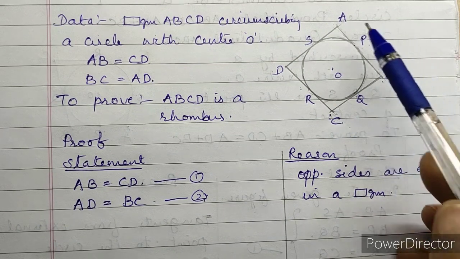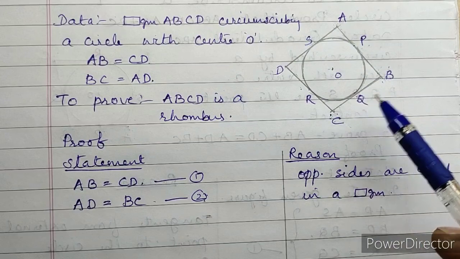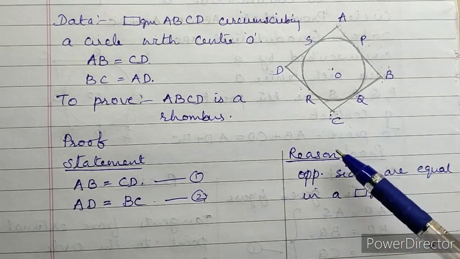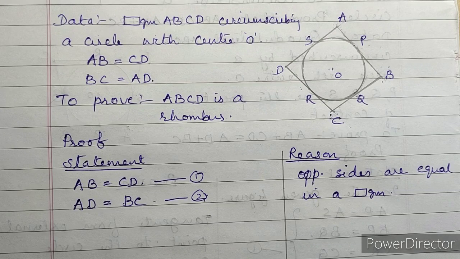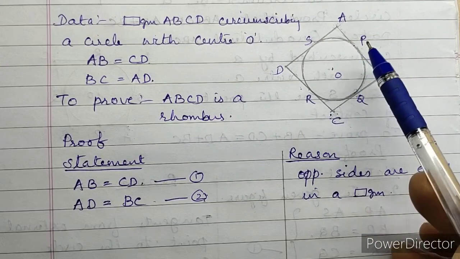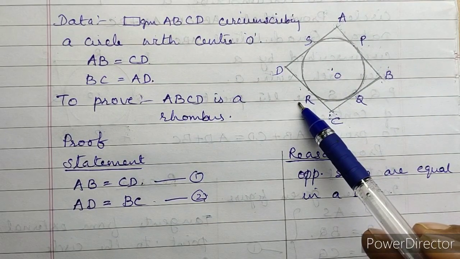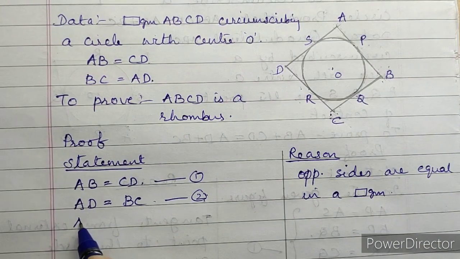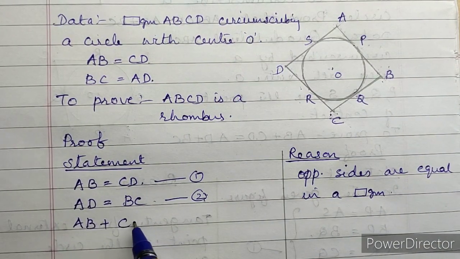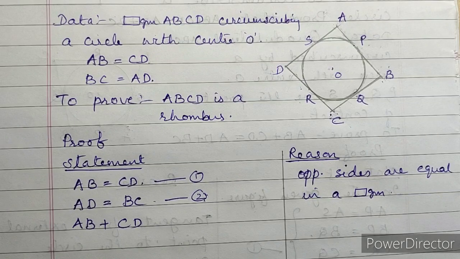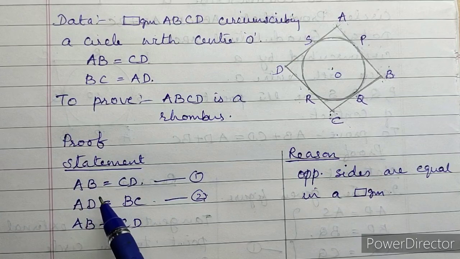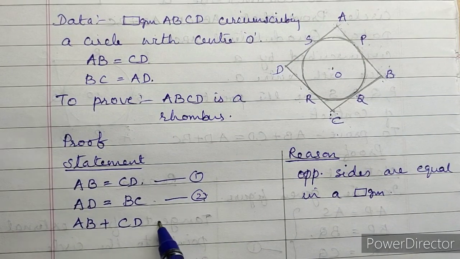You have to prove that AB is equal to AD or BC is equal to CD. Anyway, if you prove one side, all the sides will be equal. Now what you have to do, same as the last sum, is take the opposite sides and add them. So AB plus CD you should take. Previous sum also we have taken opposite sides only. So AB and CD are opposite sides, so AB plus CD you should add.